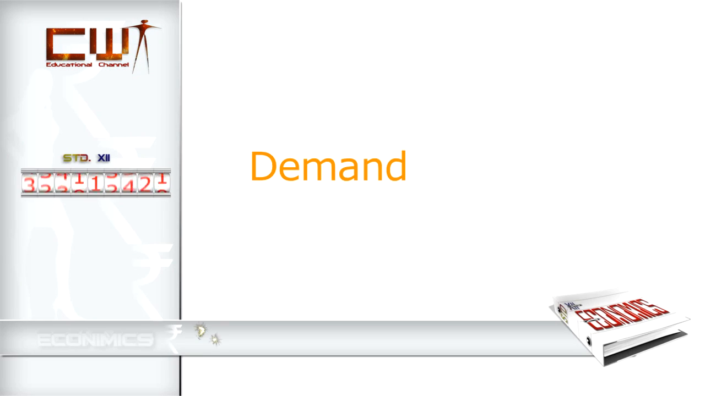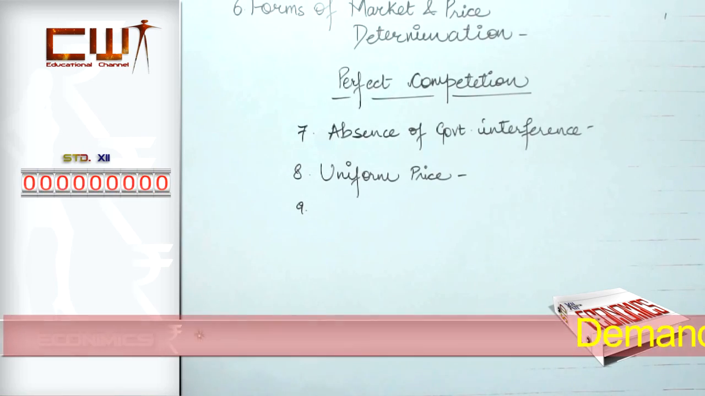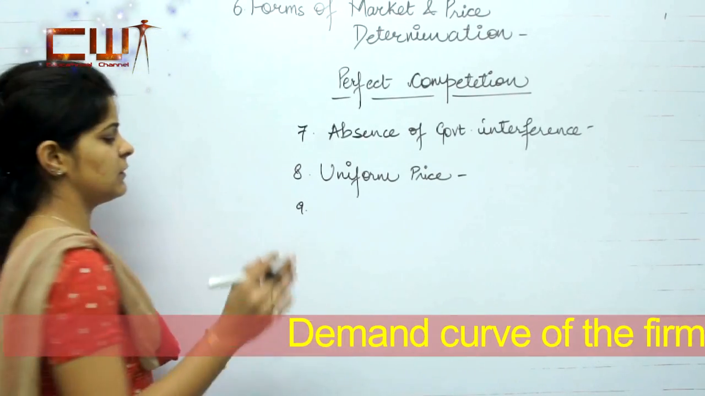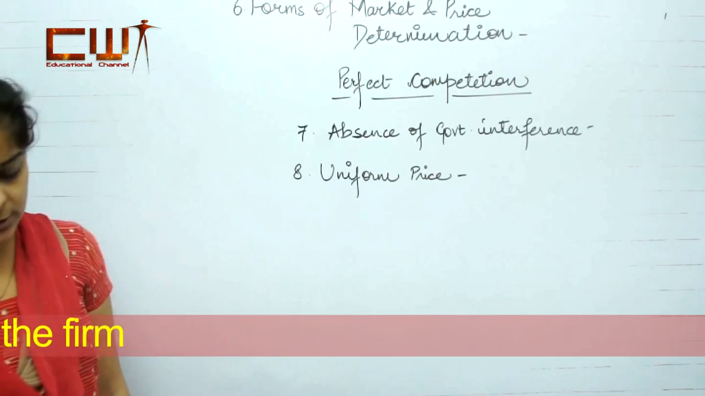Then you have the demand curve of the firm. Since the firm is a price taker, it can sell any amount of commodity, so the demand curve it faces is a horizontal line. We will study the demand curve after the features.